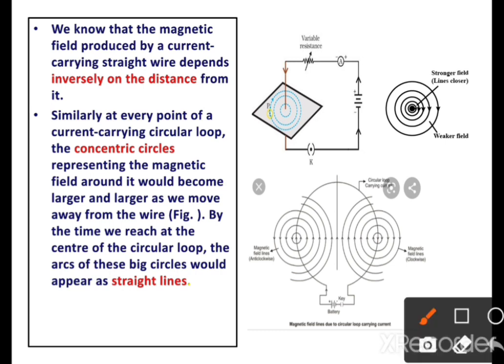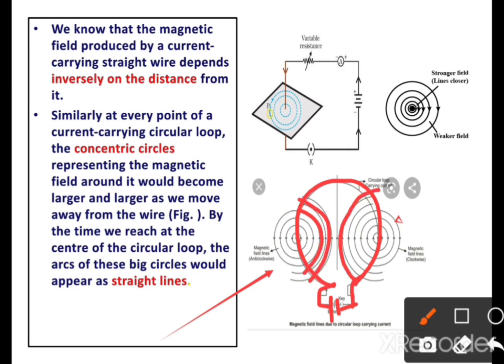Similarly, at every point of a current carrying circular loop, this is a current carrying circular loop. So the current is passed through the circular loop. The concentric circles represent the magnetic field around it, around the circular loop. And it would become larger and larger as we move away from the wire. And see here, these magnetic field circles are larger and larger when the distance is increased.